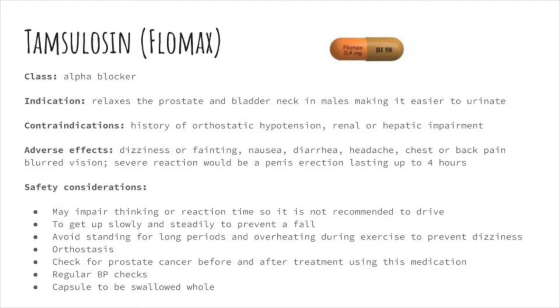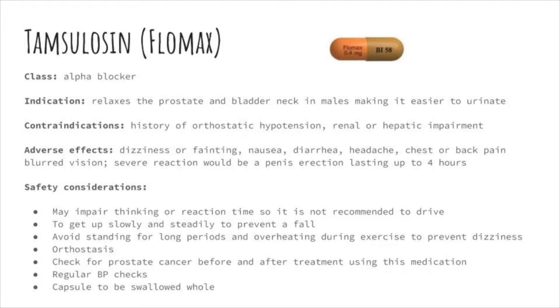Tamsulosin, or Flomax, is an alpha blocker and is prescribed to males in particular to relax their prostate and bladder neck, making it easier to urinate. This is being given to Peter as he is experiencing pain while urinating and has a decrease in urine volume.